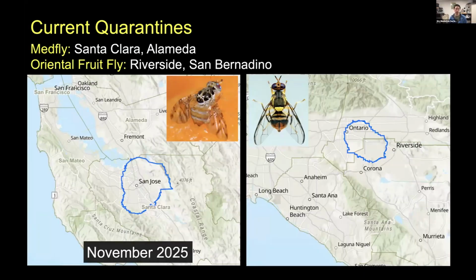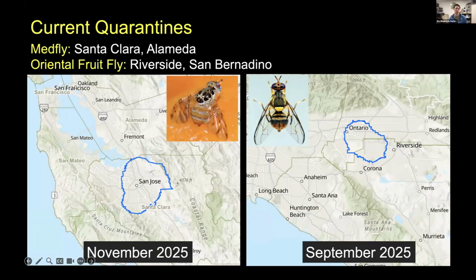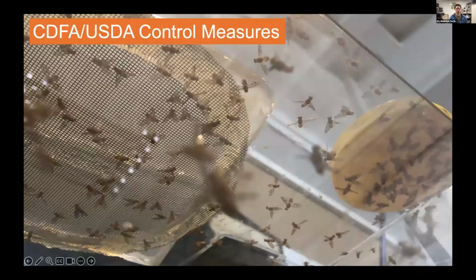So the medfly quarantine started in November of 2025, and the Oriental fruit fly one was a little bit ago, in September of 2025. So both of them are pretty recent, both of them are ongoing, and I believe the Mediterranean fruit fly quarantine also just expanded relatively recently. So these are the 2 that are active. If you're in these general areas, hopefully you already know about this. If you don't, now you do. And it's definitely something you should be paying attention to because it will affect growers and residents in these different areas.